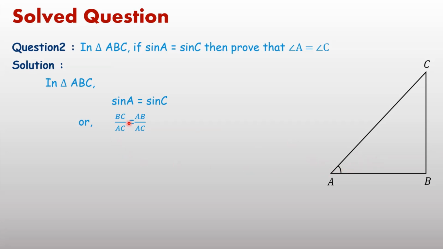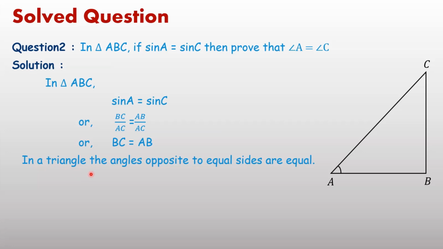BC upon AC equal to sin C, for angle C perpendicular is AB, so AB upon AC. Denominator AC cancels out. Remaining part is BC equal to AB. Since in the previous class you have covered a theorem, in a triangle the angles opposite to equal sides are equal, therefore the angle opposite to BC is equal to the angle opposite to AB, means angle A equal to angle C.